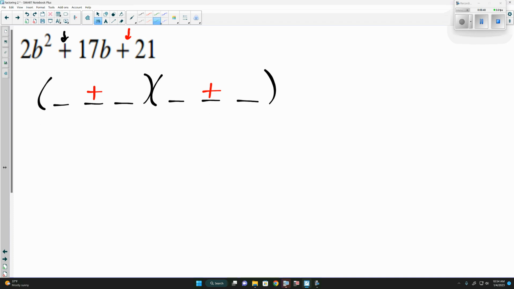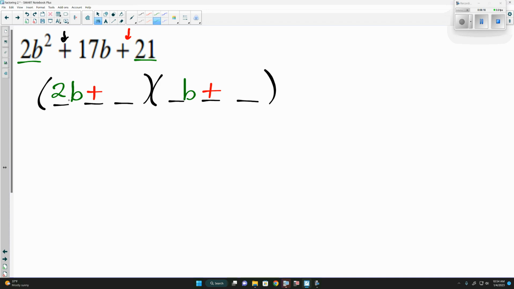Questions on this so far? Now we need to find the factors of the first and third term, 2b squared and 21. Well, factors of b squared are going to be b and b. Factors of 2 are 2 and 1. Whenever we only have a single set of factors, just go on and plug them in. We don't even have to list them out.